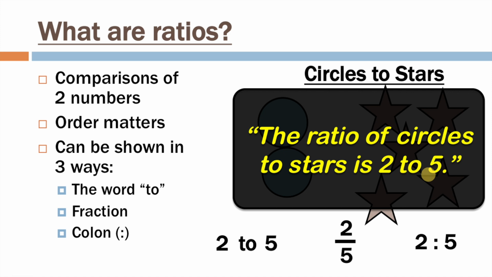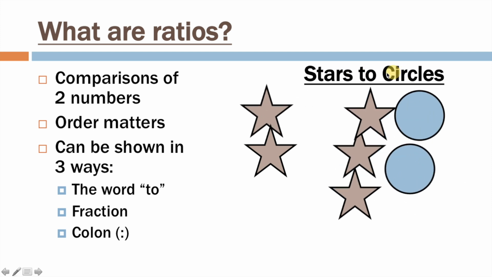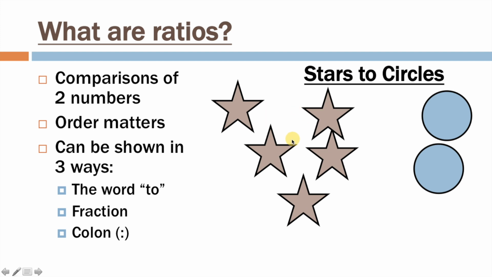Let's take a look at another example. Let's say we have the same stuff, but now we're talking about stars to circles. Well, I'm going to rearrange this stuff again. So I'm going to put my stars to the left, since that's the first thing I'm talking about, and my circles to the right, since that's the second thing I'm talking about.